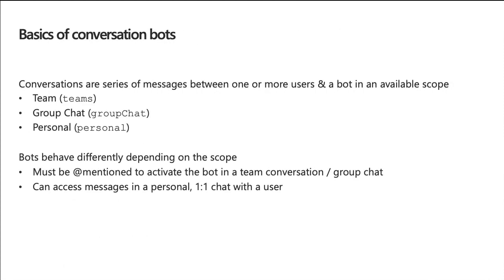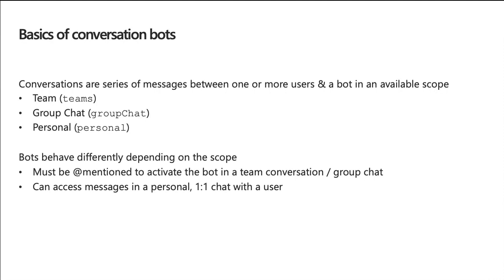A conversation is a series of messages sent between your bot and one or more users. There are three kinds of conversations that are also called scopes in Microsoft Teams. There's a Teams, which is also called a channel conversation, that's visible to all members of the channel. There's a group chat, which is a conversation between a bot and two or more users. And there's also a personal scope, which is a conversation between a bot and a single user. The bot behaves slightly differently depending on what kind of conversation it's involved in. Bots in channel and group chat conversations require the user to mention the bot in order to invoke it. But bots in a one-on-one conversation don't require the @mention.